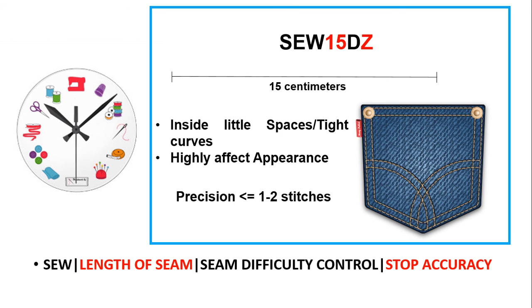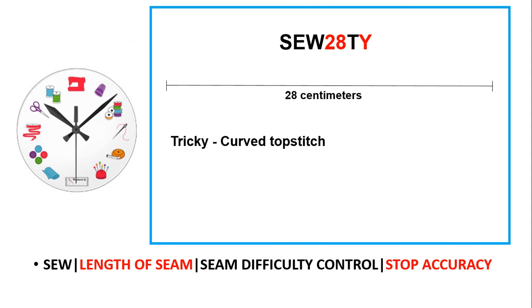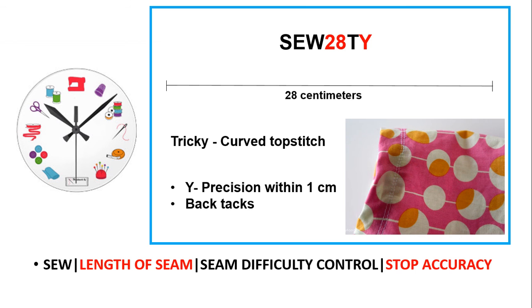pockets of this pattern. Just to be clear, let us have a look at one last example of sewing. So we have 28 centimeters of tricky stitch, which means a curved top stitch with a stop accuracy of Y level, that is a precision within 1 centimeter, like in case of back tacks. This would be an example, that is sleeve hem top stitch.